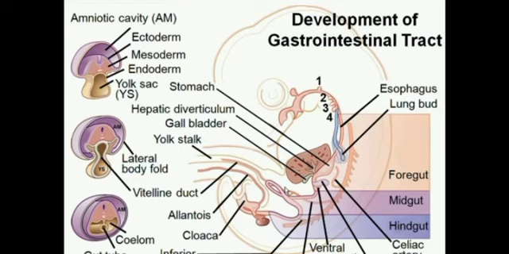In order for us to appreciate what happens in this rotation, I'm going to use a prop. So let me say that this piece of cord is that midgut, and it has formed a loop that is extended out into the umbilical cord.